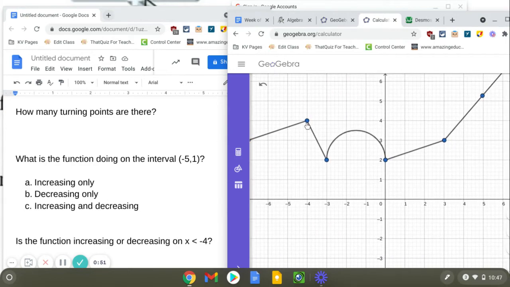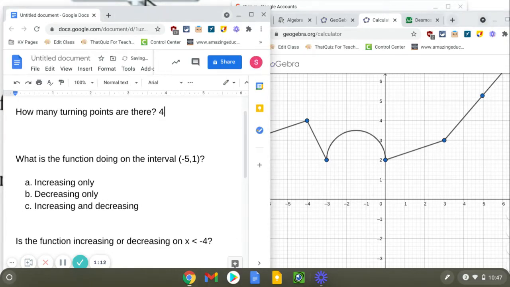All right, one turning point right there. This would make two turning points. And then here's a turning point, even though there's not an actual dot there. So that's 3. Here's a turning point, that's 4. And then everywhere else, it keeps going uphill. It's always increasing after that. Okay, so there's 4 turning points. Got it. All right, next question.